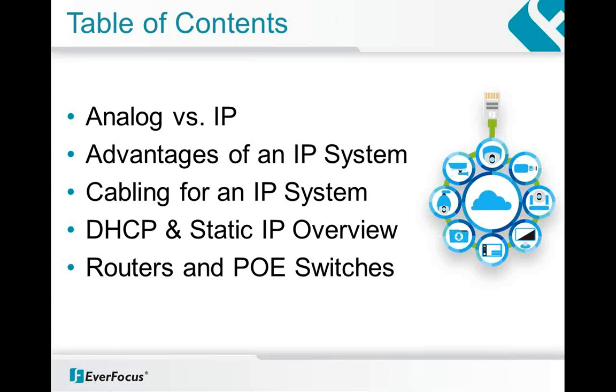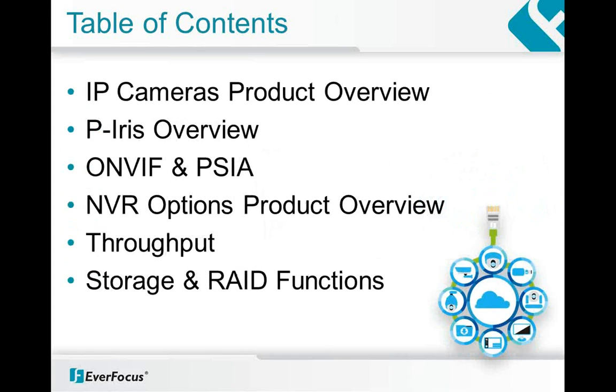We'll also go over advantages of an IP system, cabling for an IP system, DHCP and static IP, the overview of those two, routers and PoE switches we'll briefly touch on, IP cameras. There will be a product overview of our IP camera line. Again, we make a 1.3, 2, and a 3 megapixel IP camera in different flavors.